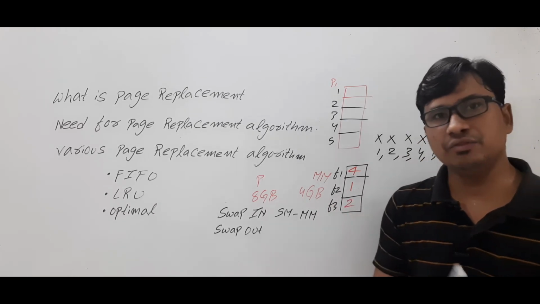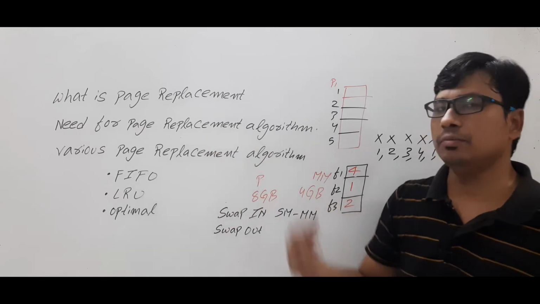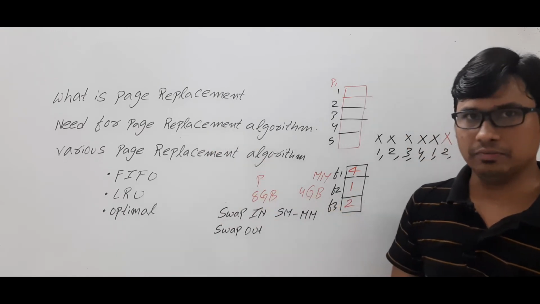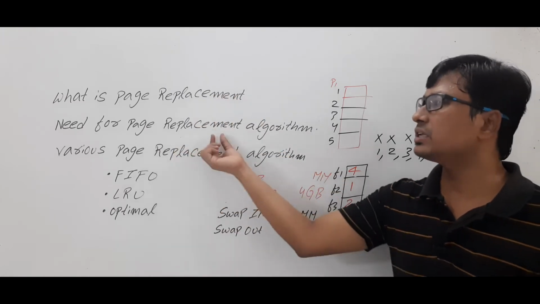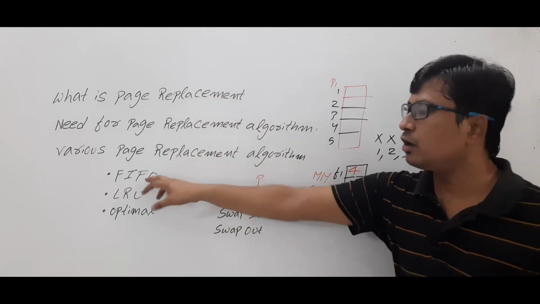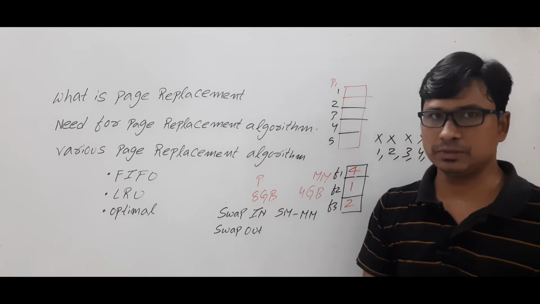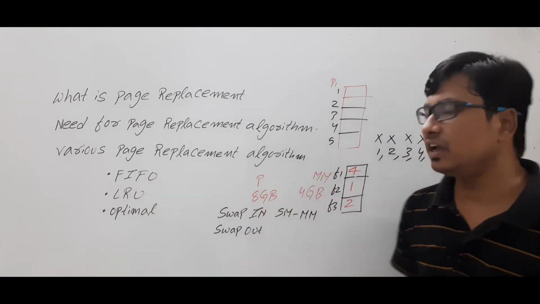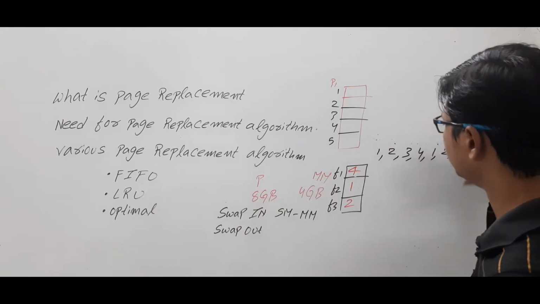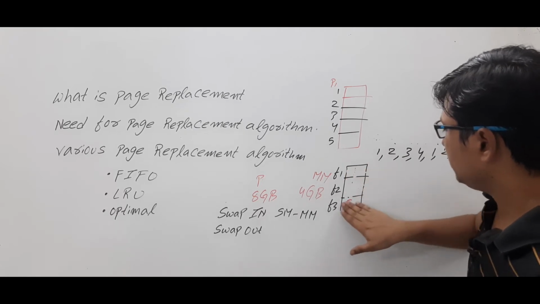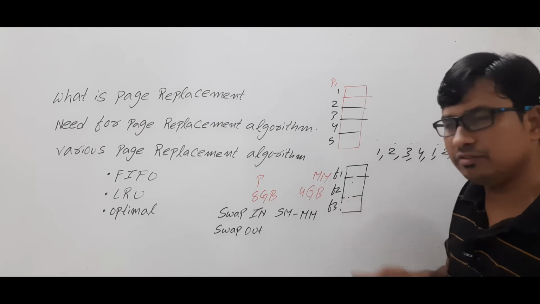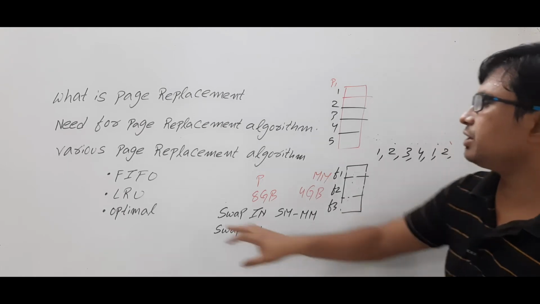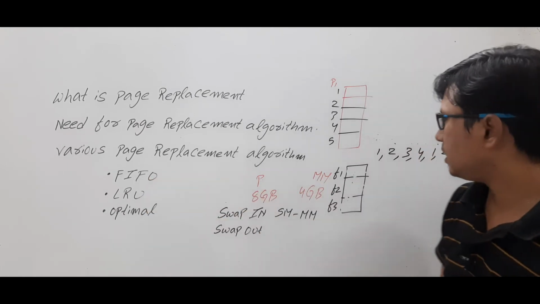So finding the victim page is done with the help of the replacement algorithm. I hope you have understood what a page replacement is, what the need for page replacement is, and how the first in first out page replacement algorithm works. If it is LRU, let me give an overview. Anyway, in the coming videos I will discuss in detail with more examples just to make you understand what LRU is.